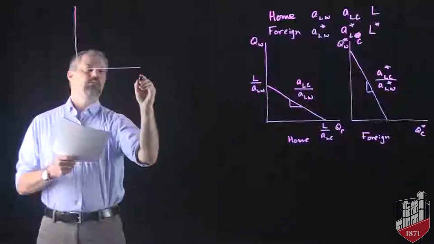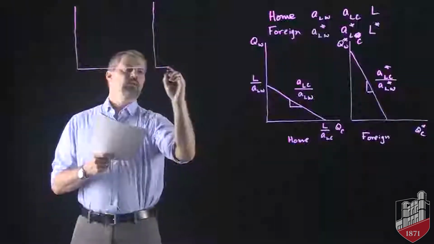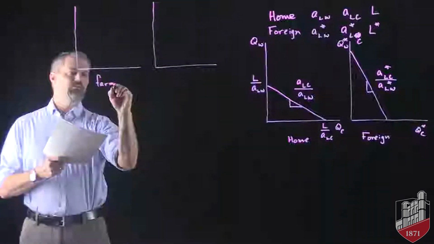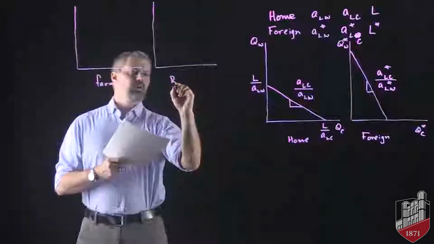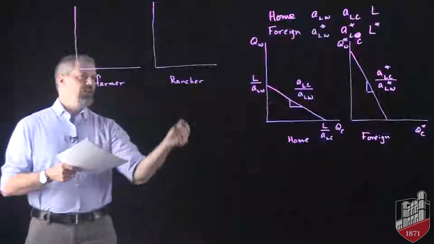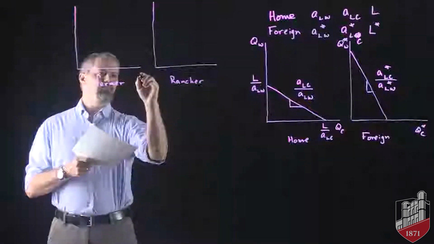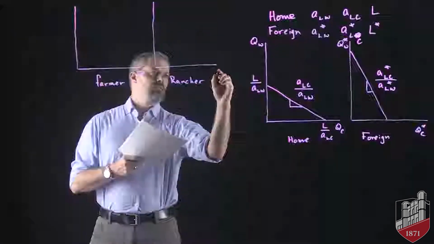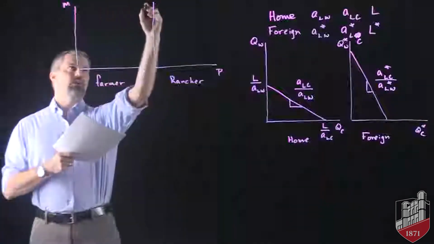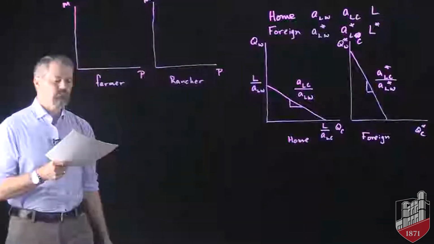So remember when we were talking about the farmer and the rancher, so here's our farmer, we've got a rancher. There we were talking about meat and potatoes, and we had potatoes down here. I'm just going to put P. And we had meat up here. Let's just call that M.